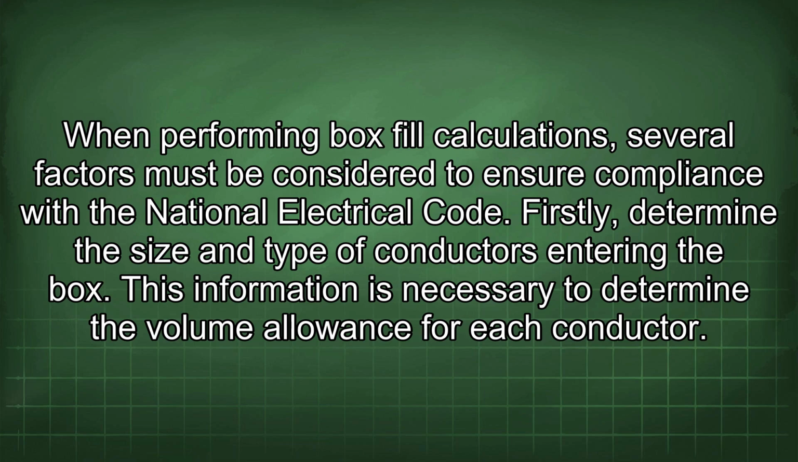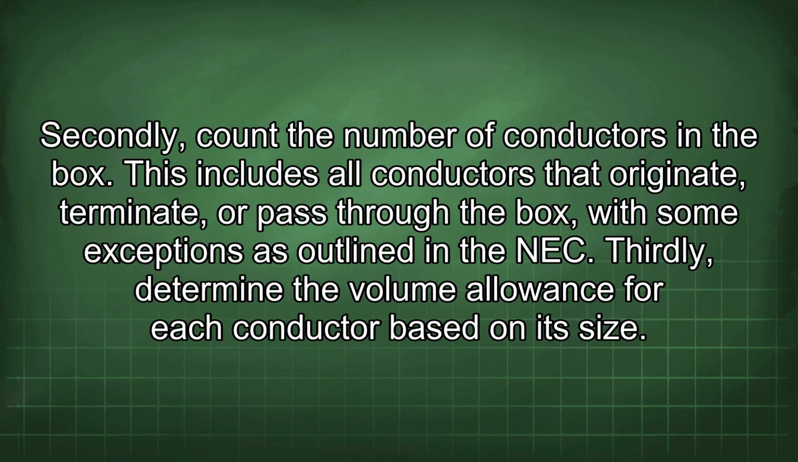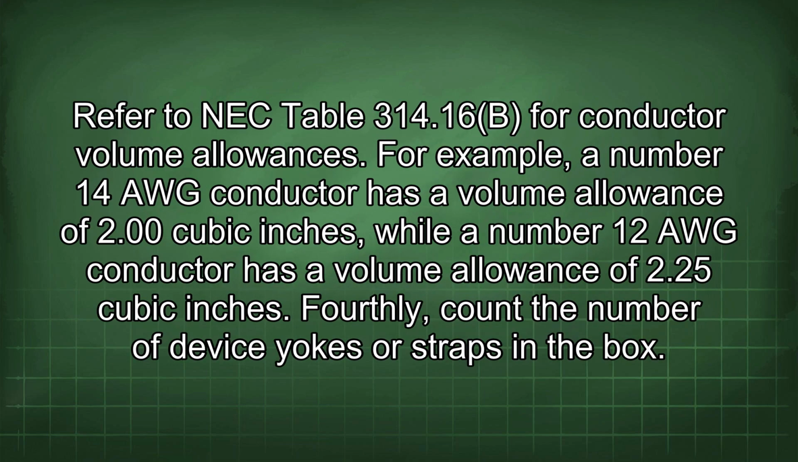Code. Firstly, determine the size and type of conductors entering the box. This information is necessary to determine the volume allowance for each conductor. Secondly, count the number of conductors in the box. This includes all conductors that originate, terminate, or pass through the box, with some exceptions as outlined in the NEC. Thirdly, determine the volume allowance for each conductor based on its size. Refer to NEC Table 314.16(B) for conductor volume allowances.